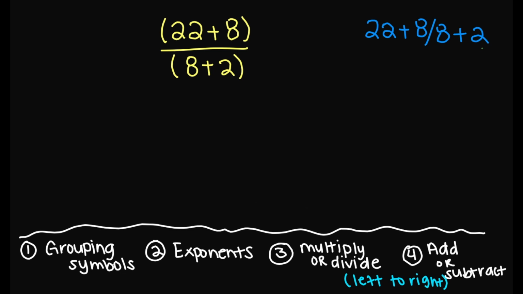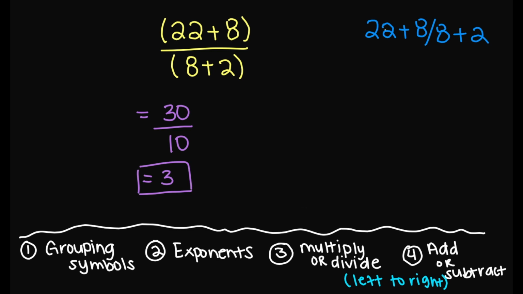Let's look at these two examples here. Notice here that I do have parentheses. 22 plus 8, this is going to be 30 in my numerator. And then in my denominator, 8 plus 2, this is going to equal 10. So now you have 30 divided by 10, this is going to equal 3. So on your left side, this example here, your answer is 3.